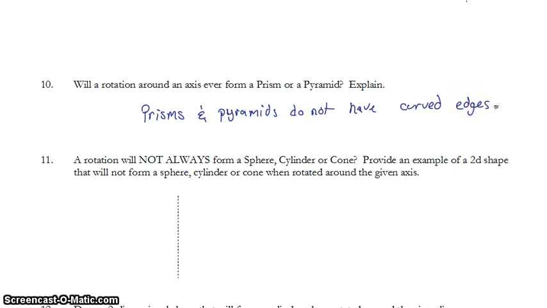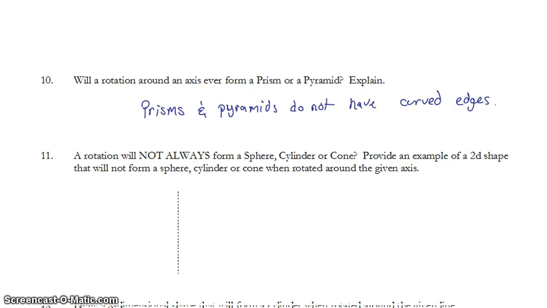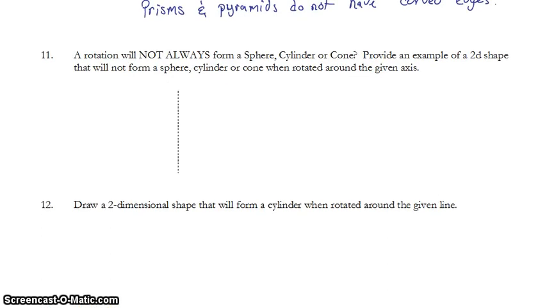And for number 11, it says that a rotation will not always form a sphere, cylinder, or cone. We saw that in the video. We saw some interesting solid figures being formed. And the major thing that you have to do in order to accommodate that is to make sure that you're not always having perpendiculars to your line of rotation, your axis of rotation.